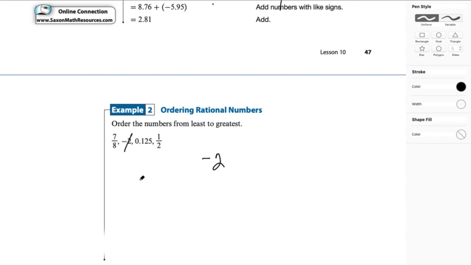So I've got this negative. I've got this number that's really close to 0. And this number is closer to 1, and this number is right between 0 and 1. So I'm feeling confident that the order is going to be 0.125 next, then 1/2, and then 7/8.